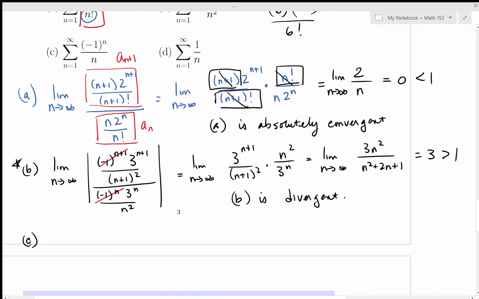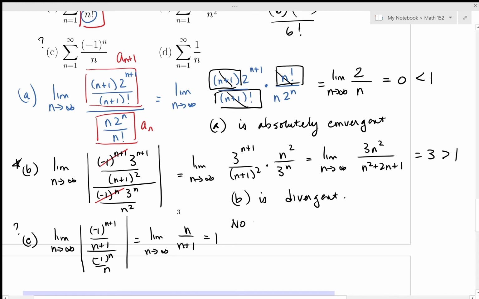C here. Use some other symbol. What should I use? Let's think. Let's go like that. C. There. C. That is the alternating harmonic series. So I'm going to take the limit as n goes to infinity of the absolute value of -1 to the n plus 1 over n plus 1 divided by -1 to the n over n. So that's a_{n+1} divided by a_n, and that's equal to the limit as n goes to infinity of n over n plus 1, and that's 1. No conclusion from the ratio test.